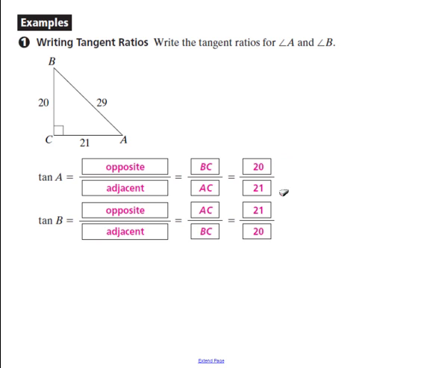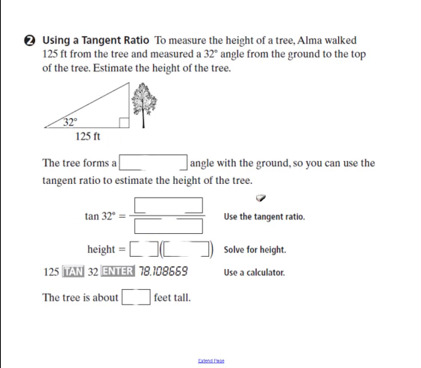So these are always going to be reciprocals of each other. A couple more examples. If we're going to use this to measure the height of a tree, Alma walked 125 feet from the tree and measured a 32-degree angle. So there's 32 degrees from the ground to the top of the tree. Estimate the height. So we've got a distance here, and we've got an angle.